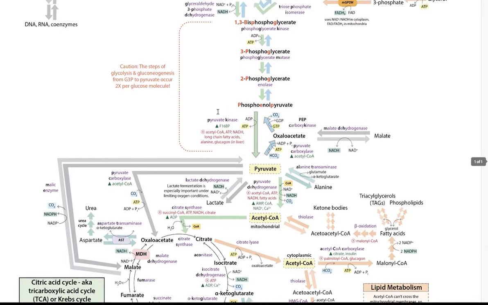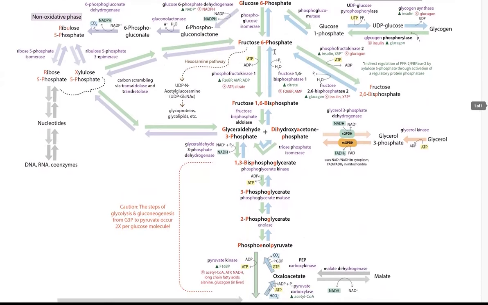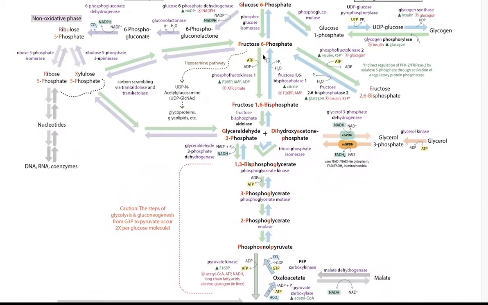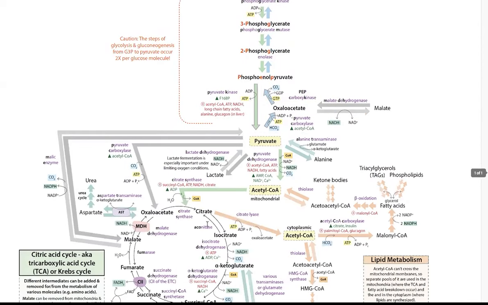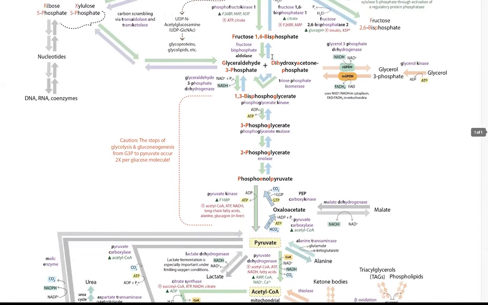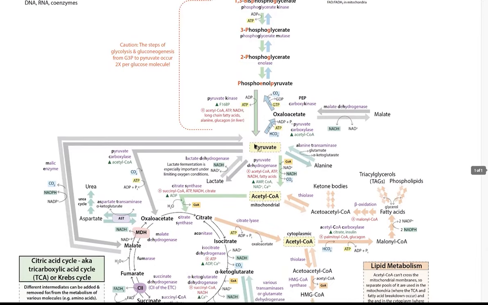And so F16BP, this molecule all the way up here, if you've got a lot of this coming in, it's going to activate this pyruvate kinase so that you can help drive this whole pathway forward, because this is going to be irreversible, but these are not irreversible. And so by regulating this, you're pulling things forward.